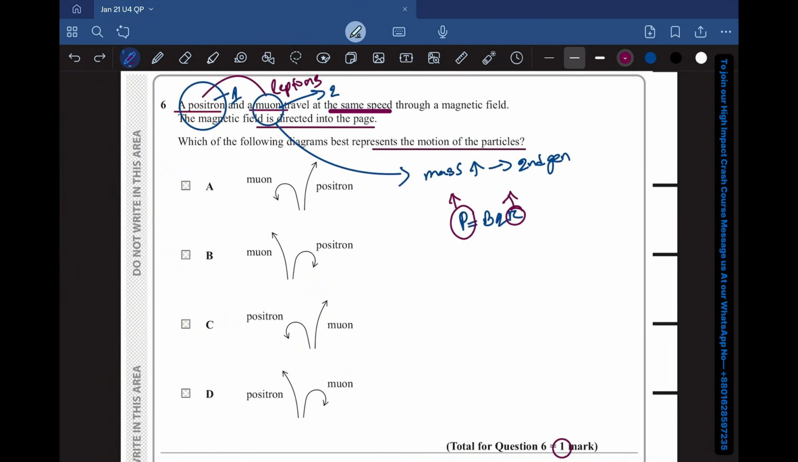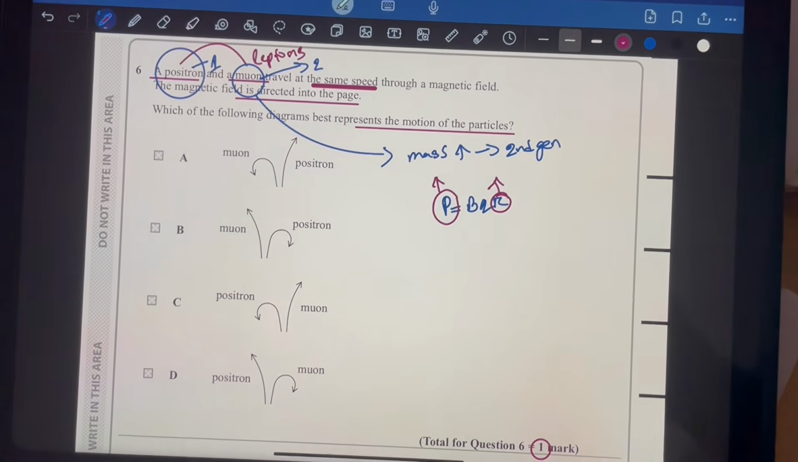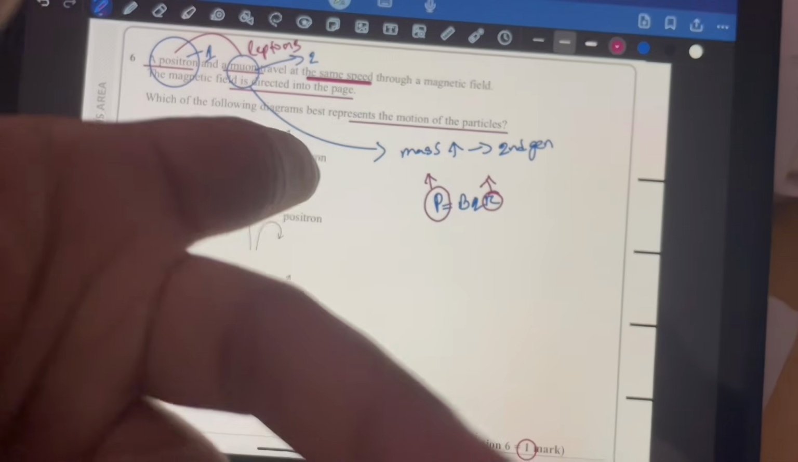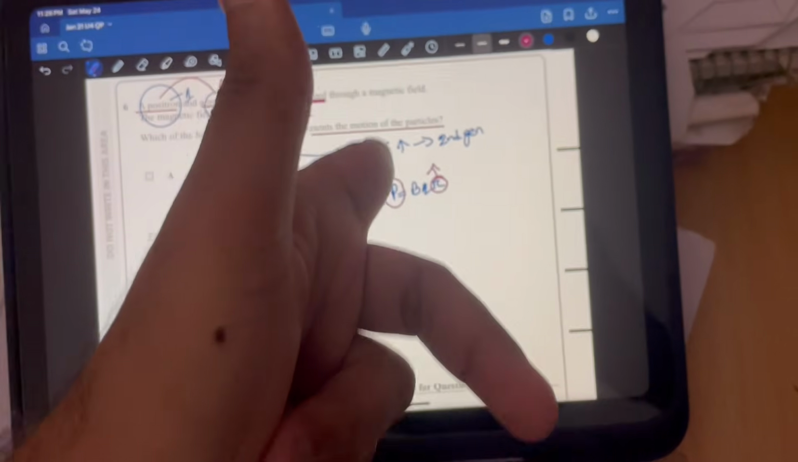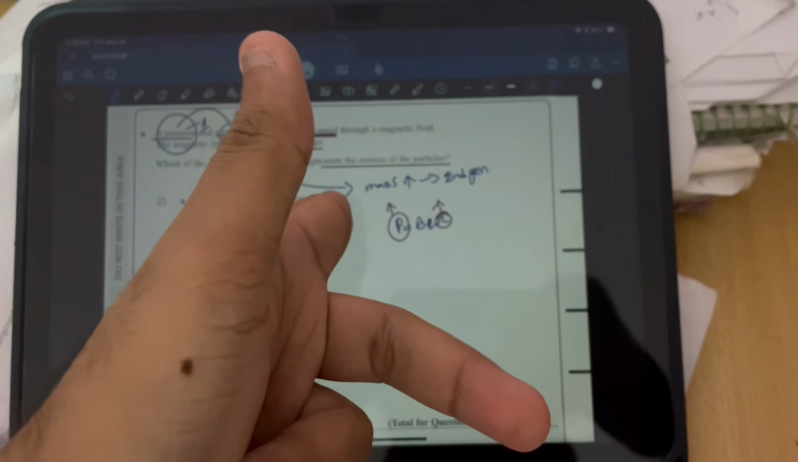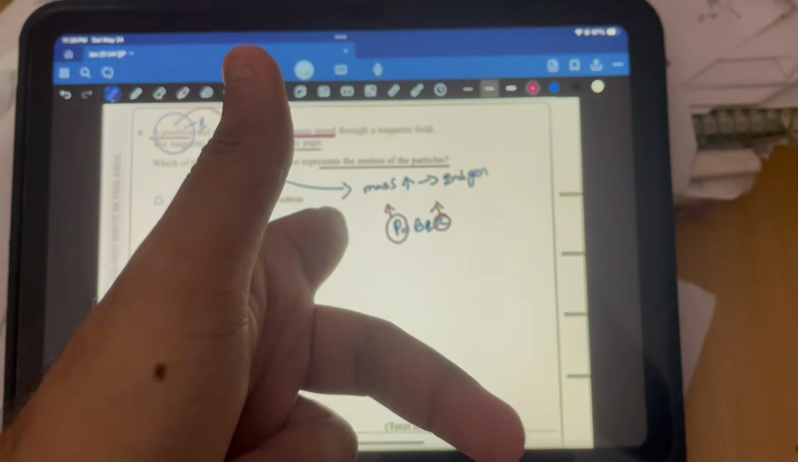Now the next part will be regarding the direction in which the muons and the positrons will be going. For this we will have to use Fleming's left hand rule. And here, as you can see, both of them are moving upward, so we can say that our magnetic field is directed into the page. We know this finger shows the magnetic field, which is directed into the page.